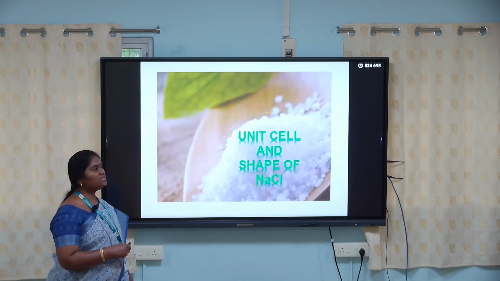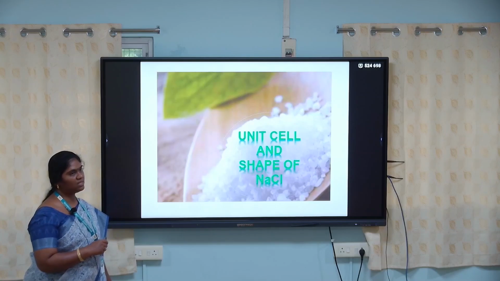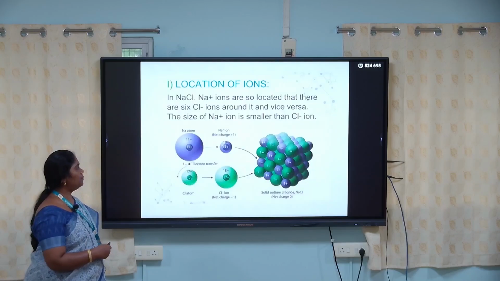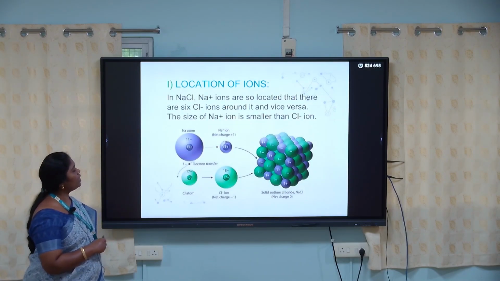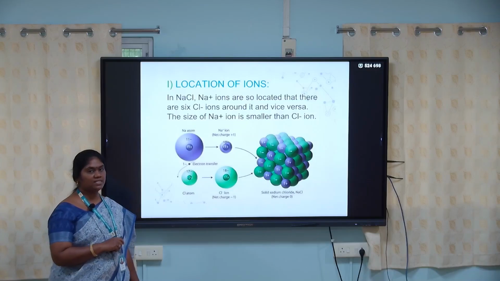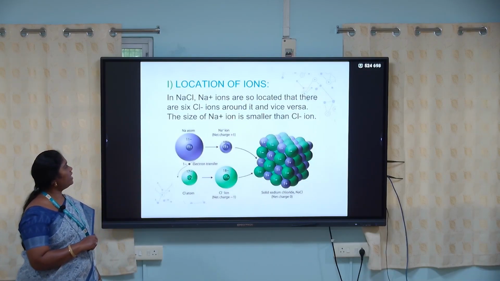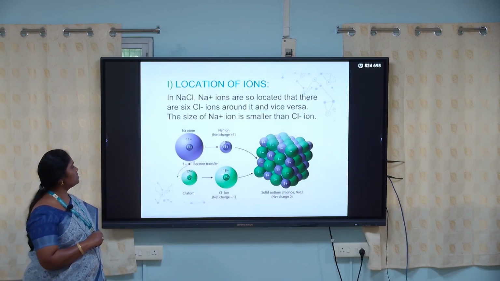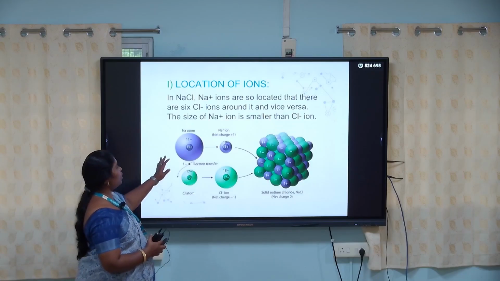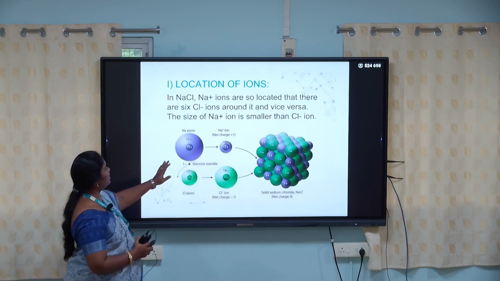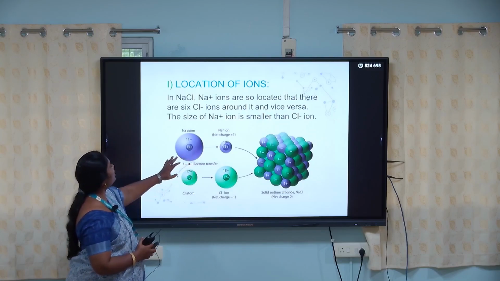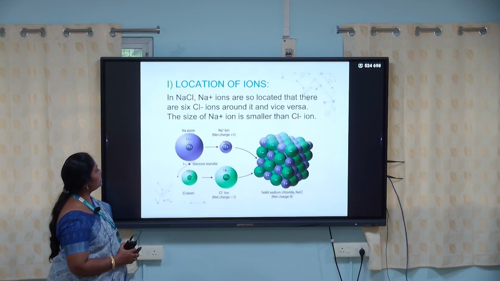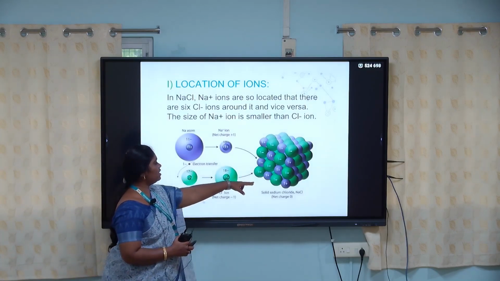Next we should know what the unit cell is and the shape of the unit cell. Here we are taking the example of sodium chloride, NaCl. This is the location of ions in the NaCl crystal. In NaCl, Na plus ions are located at the corners, and there are 6 Cl ions around each Na ion, and vice versa.